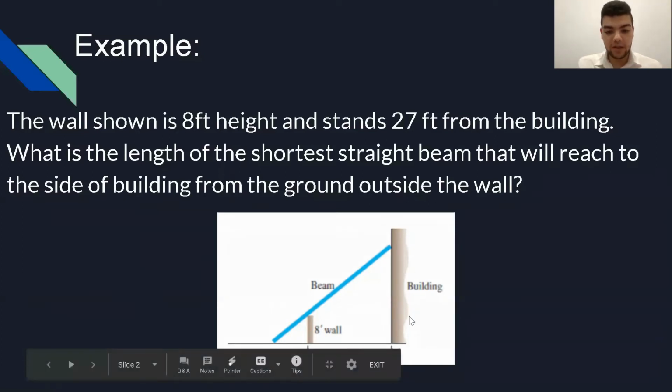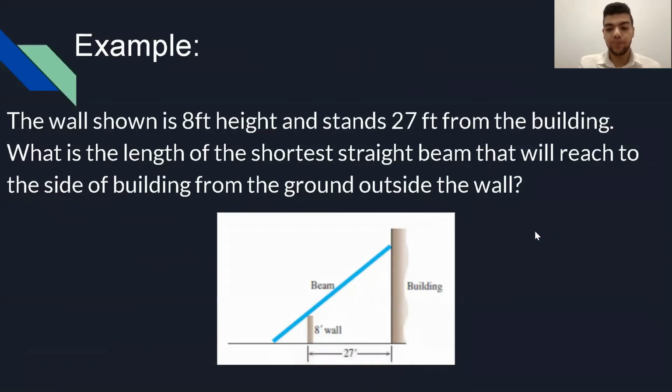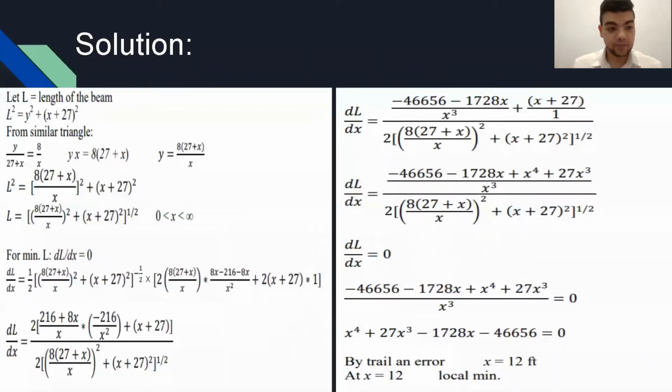So right here we have a building, we have a wall right here which is 8 feet high, and it's 27 feet far from the building, and then we have to calculate the shortest straight beam that will reach the side of the building. So what we can do here first is use this formula: L squared equals y squared plus (x + 27) squared. So what we need to do right here is get the value of y.